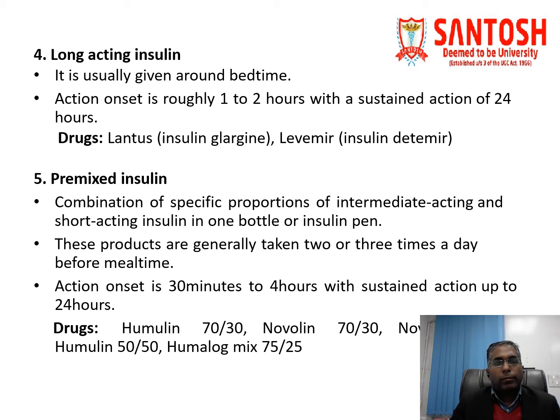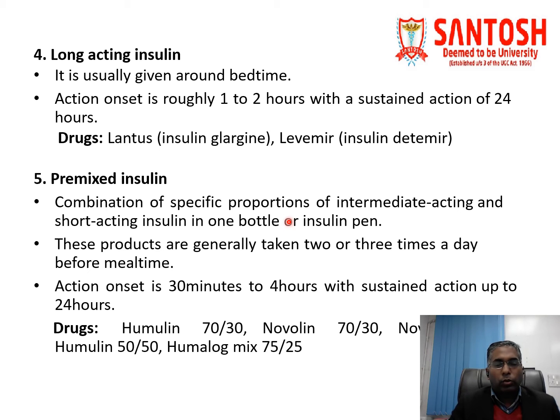There are some long-acting insulins also available, which are usually given around bedtime to control fasting hyperglycemia. Action onset is roughly in 1 to 2 hours, but it is sustained around 17 to 24 hours. Drugs are like insulin glargine, commercially available as Lantus, and Levemir, insulin detemir.